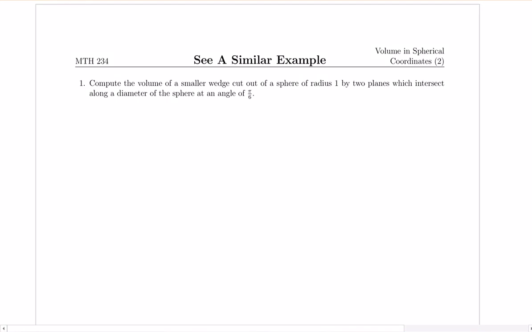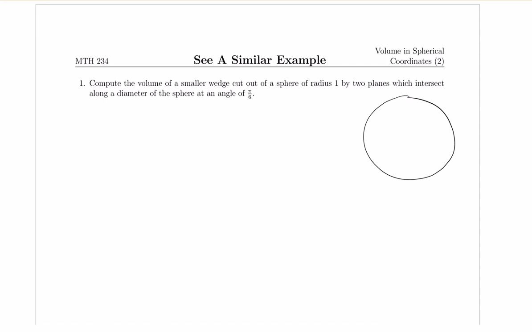In this video, we will compute the volume of a region in spherical coordinates. The region here is part of a sphere, and we're going to intersect two planes so that they meet at a certain angle, pi over 6, and the line of intersection of these two planes will be along a diameter of the sphere.